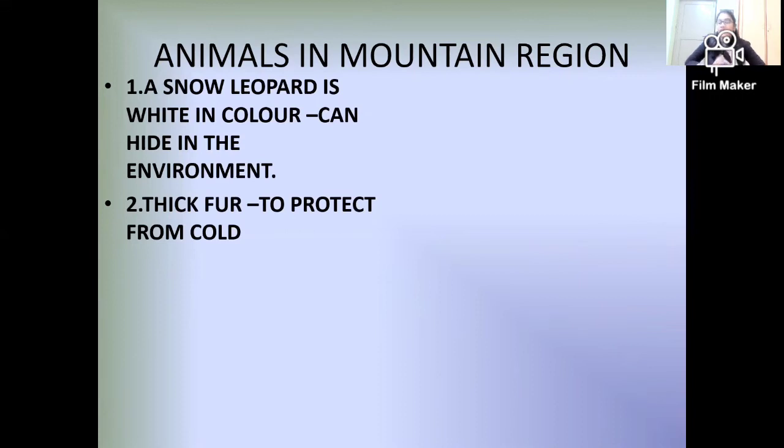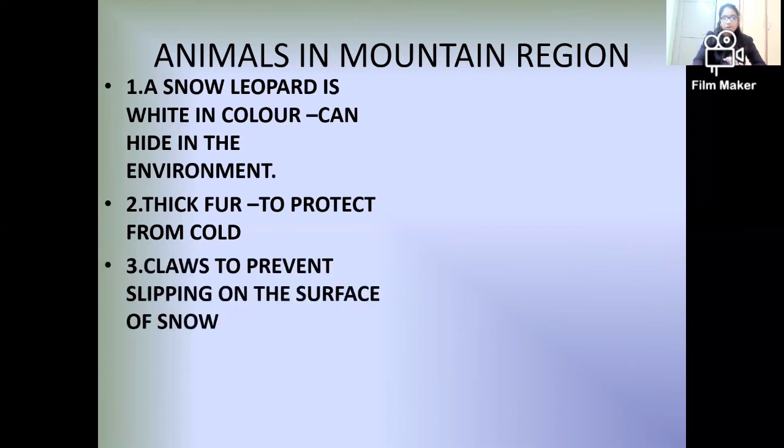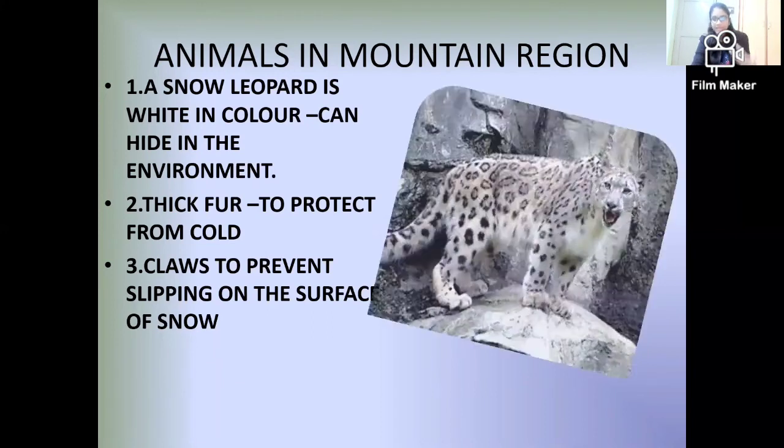Two, it has thick fur to protect from the cold. If you have known, in the polar regions, the polar bears have big blubber underneath their body. Here also, the snow leopard has thick fur to protect from the cold. Three, it has claws to prevent slipping on the surface of snow, because snow, if it is in the form of a solid or something, it slips. So that's why they have claws, which help to prevent slipping on the surface of snow. Whenever it is hunting, due to its claws, it would not slip on the snow. See, that's a snow leopard.